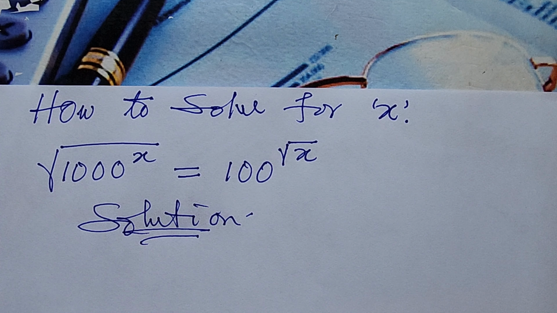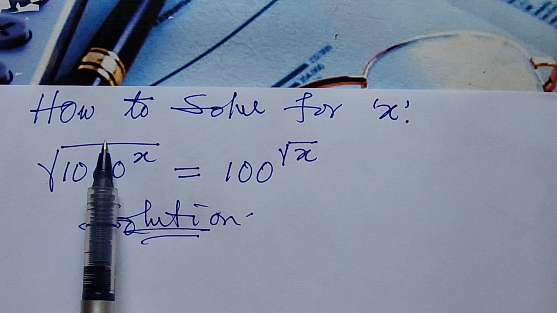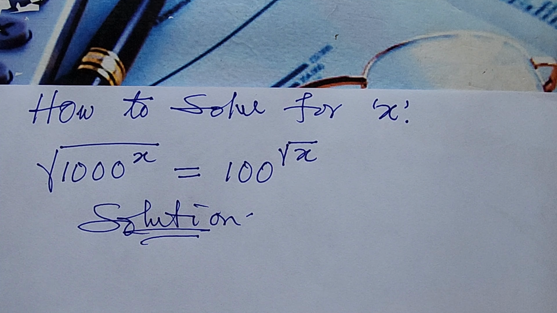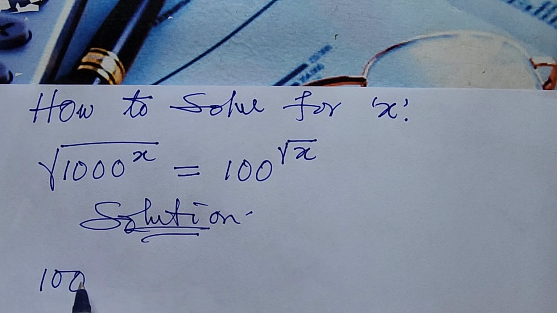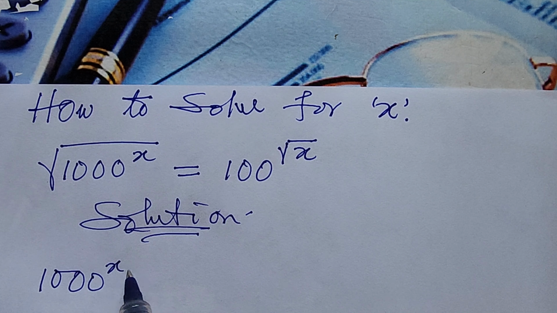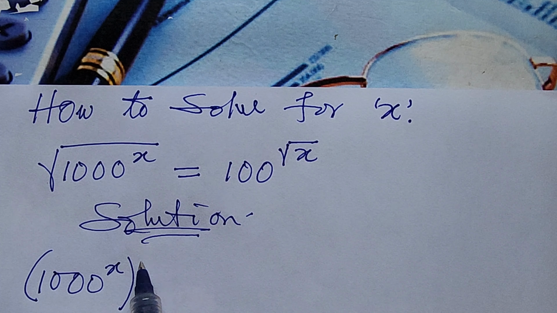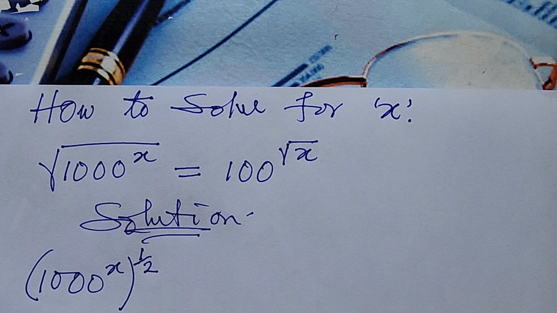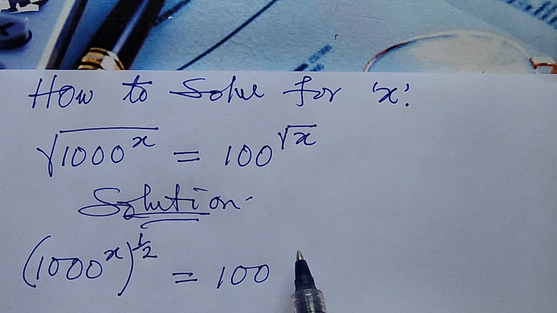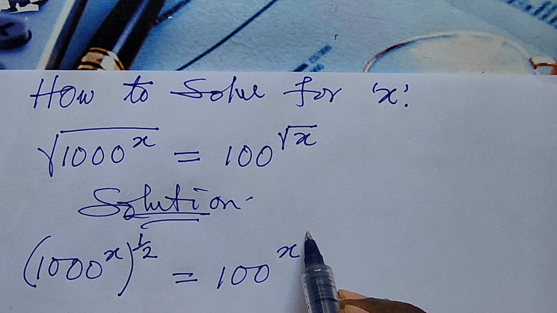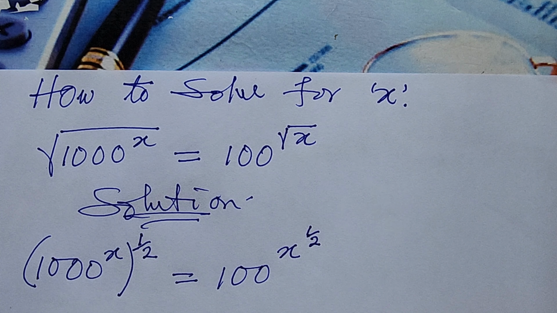The first thing we're going to do here is to rewrite this radical and also rewrite this radical as an exponent. Rewriting this will give us 1000 raised to the power of x, all raised to the power of 1 over 2. This is equal to 100 raised to the power of x, all raised to 1 over 2.